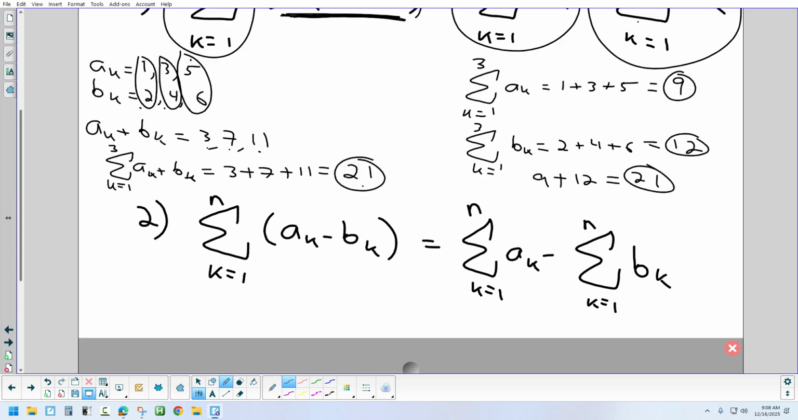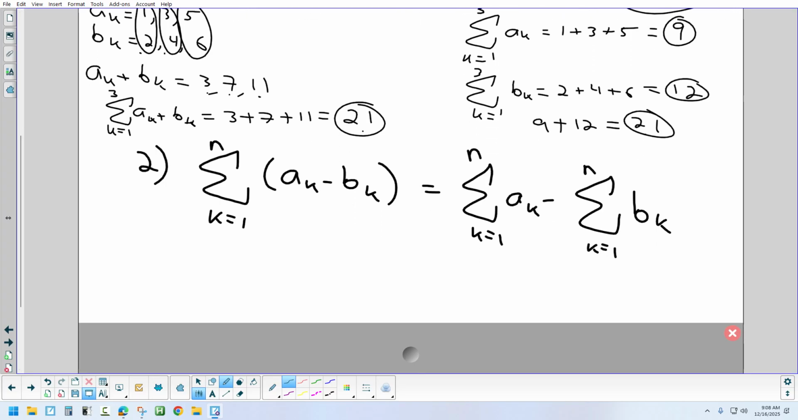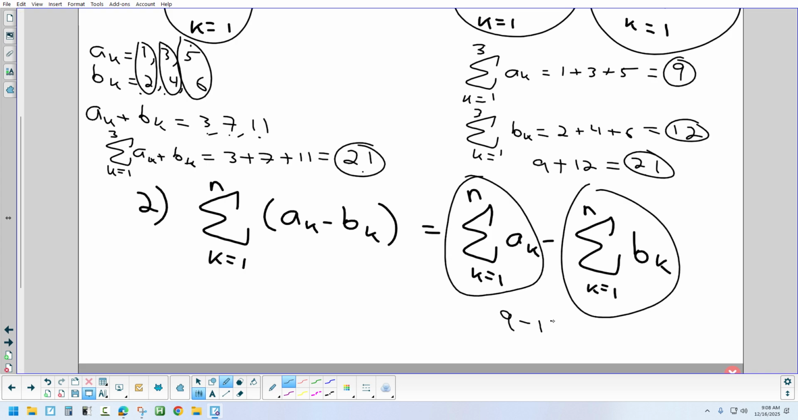Okay, so rule 2 is very similar to rule 1. It's basically the same thing. If you're doing it the way on the right, you're still adding the numbers together and then subtracting the two different sequences. So this part is still 9, this part is still 12, but then it would be 9 minus 12, which would give you negative 3.